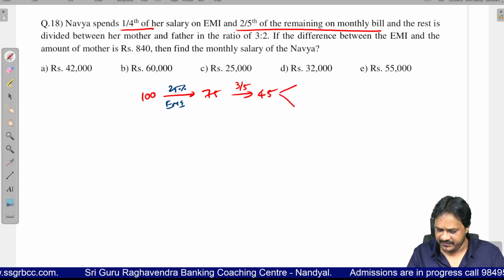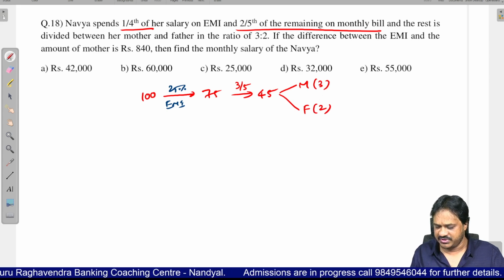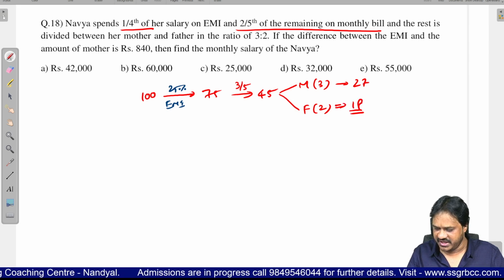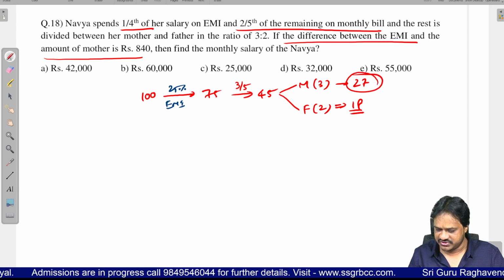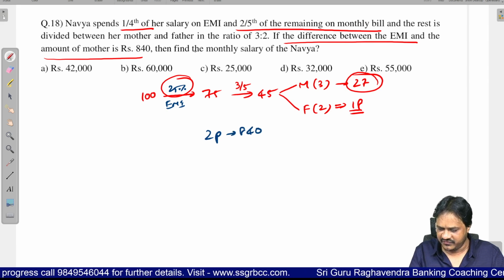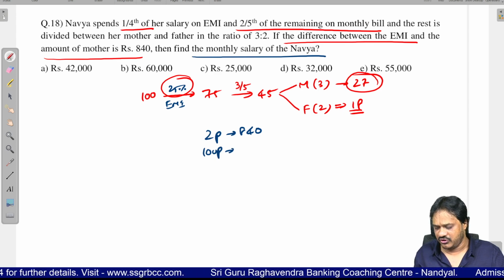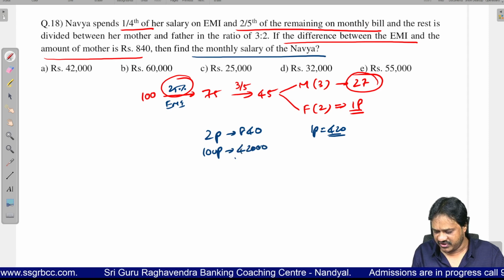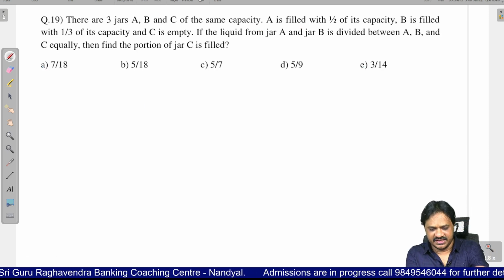In this 45, it is divided between mother and father in the ratio of 3:2. So 3 plus 2 is 5. So 45 by 5, 9. So mother will get 27, father will get 18 parts. If the difference between EMI and mother's amount. So mother's amount is 27, EMI 25. So the difference we will get is 2 parts. 2 parts equal to 840. We want monthly salary, that is 100 parts is equal to how much? So 2 parts 840 means 1 part is equal to 420. 100 parts means 42,000. So monthly salary is 42,000. That is the correct answer. Let us see the next one.